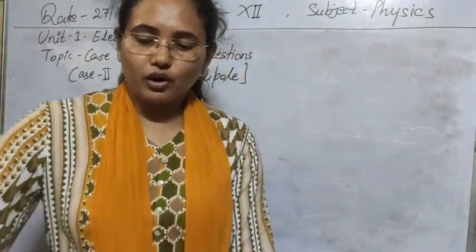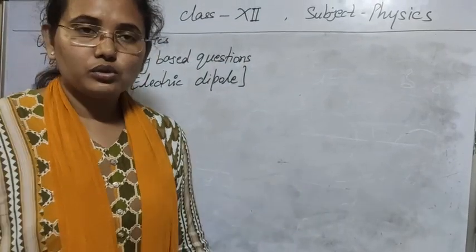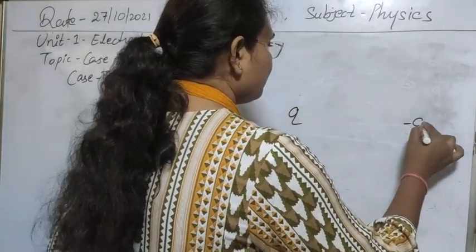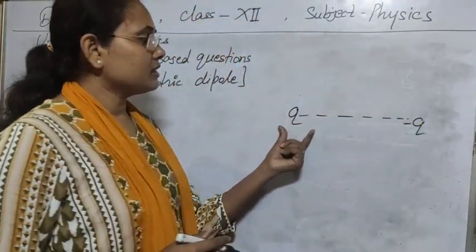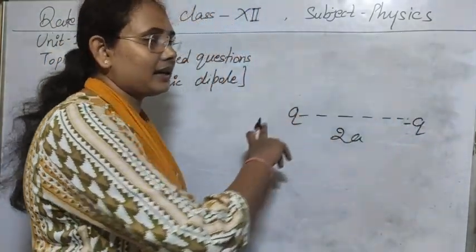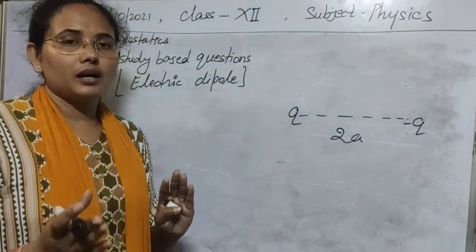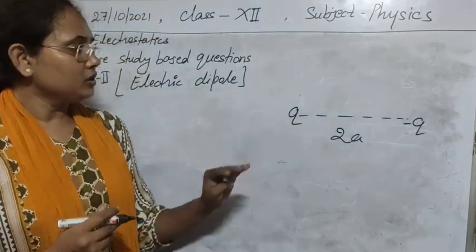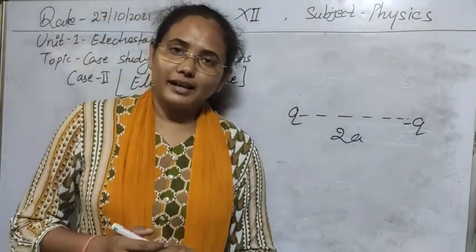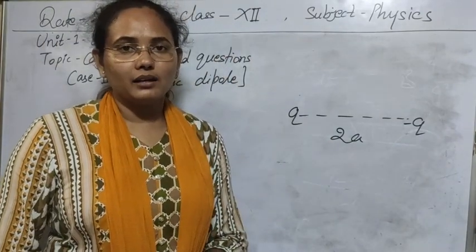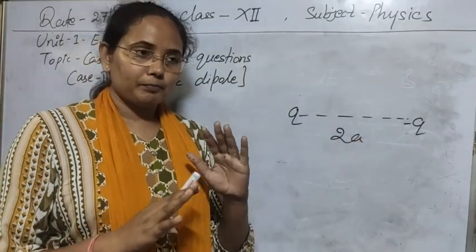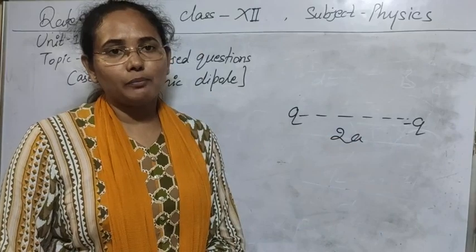So what is an electric dipole? It is a collection of two charges that have the same magnitude but opposite nature. If one charge is q, the second is minus q, and they are separated by some distance 2a, then they form an electric dipole. So a system of two charges of equal magnitude and opposite nature is known as an electric dipole. All the questions related to this electric dipole will be contained here: the electric field due to this electric dipole, and also the torque experienced by this electric dipole.